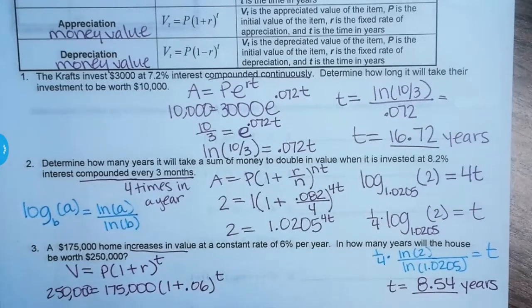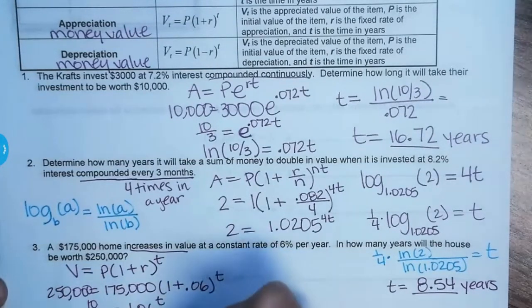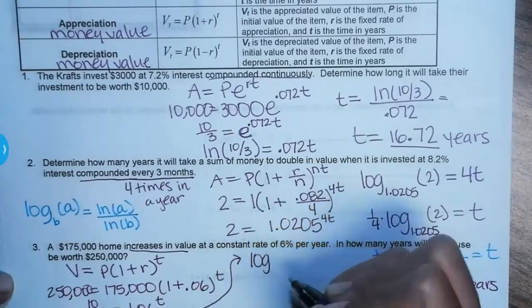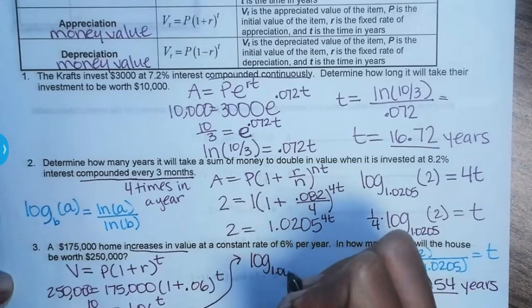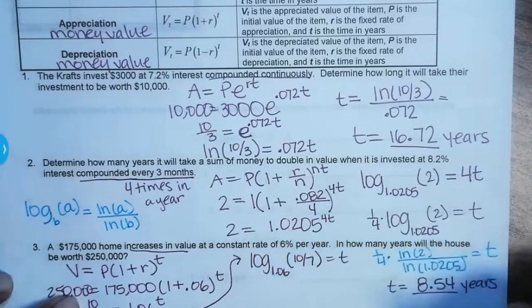250 divided by 175. It reduces to 10/7 equals 1.06 raised to the T. Again, we have to change this exponential to a log. So let's put it here. Log base 1.06 of 10/7 equals T.